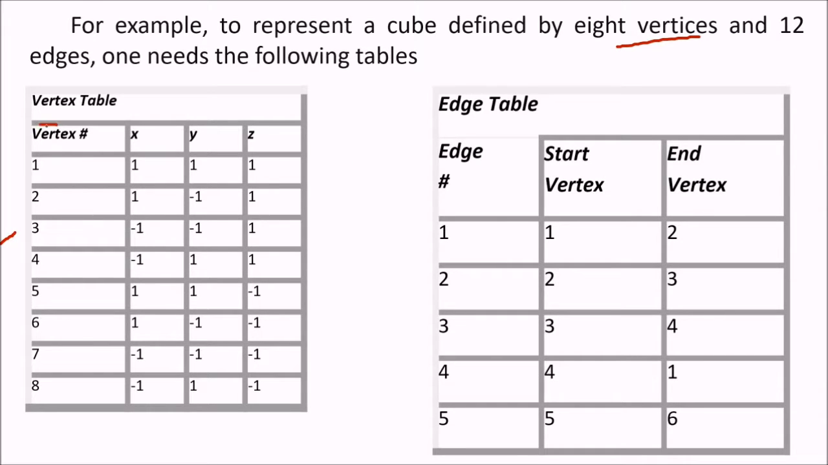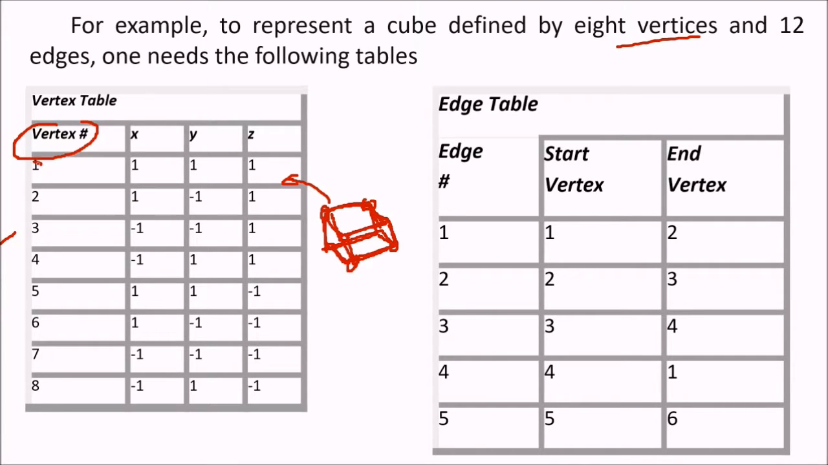There are these number of vertices and these are the x, y, z values. Just to represent a cube, for example, this is our cube. So in order to represent this cube, all these vertices are here. They are 8 in all. They are represented by x, y, z, and the edges, how many edges are there? 1, 2, 3, 4, 5, 6, 7, 8, 9, 10, 11, 12.